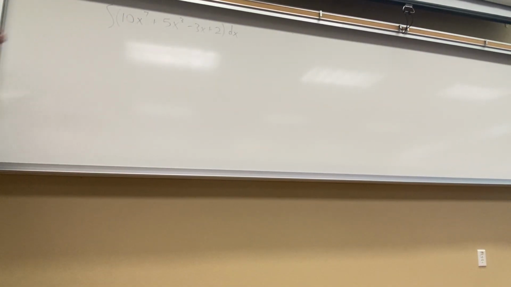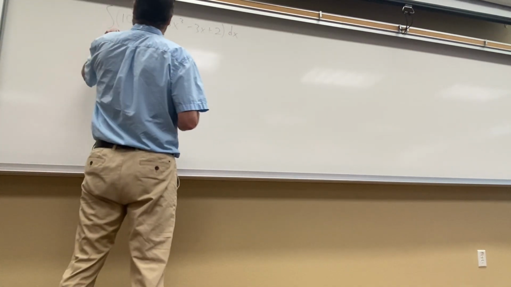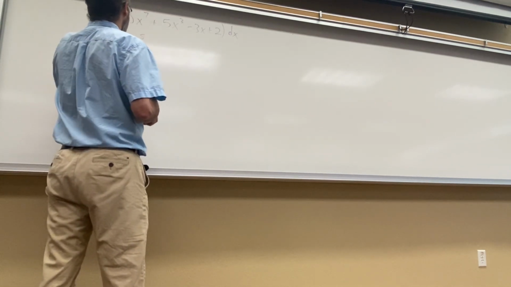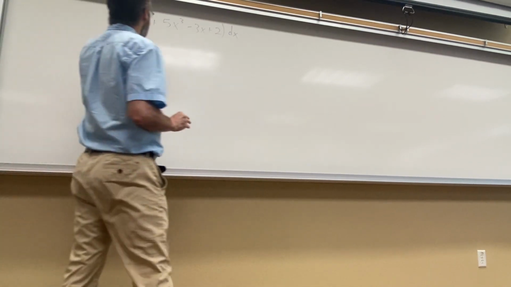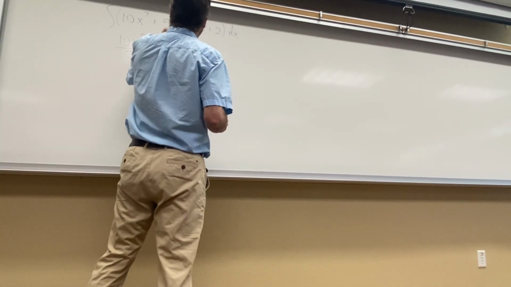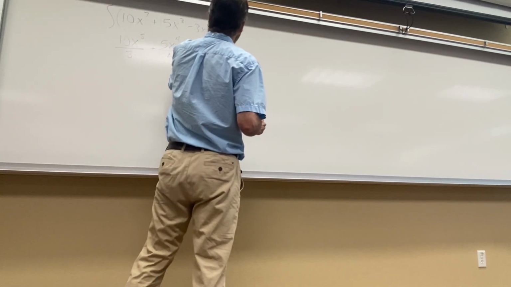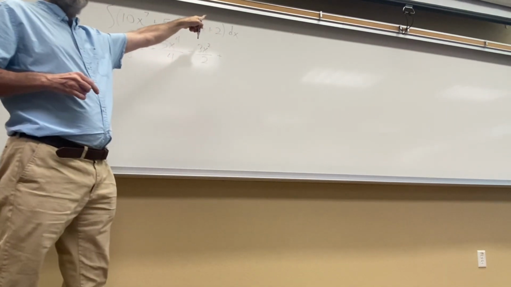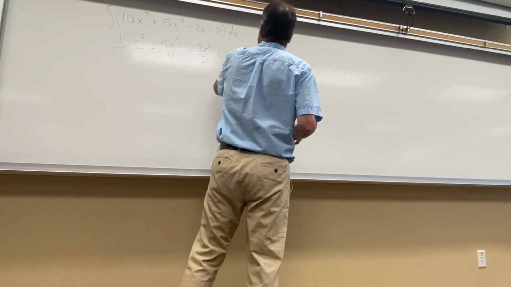Okay, so what's the first term going to be? 10 over 8 x to the 8. So 10x to the 7 stays, exponent goes up by 1, we divide by the new exponent. And we're just going to do that all the way across. So 5x to the 4th over 4 minus 3x squared over 2. And what about the 2 here? It's 2x plus c.